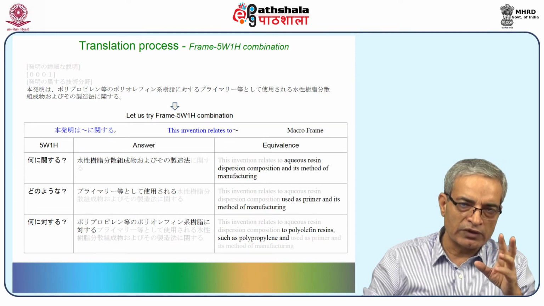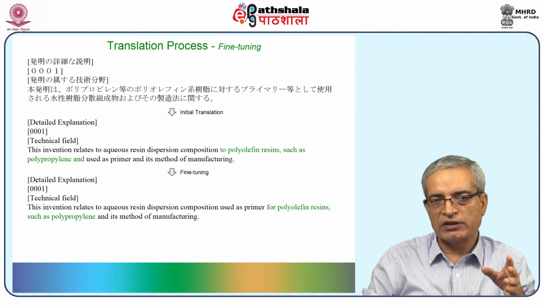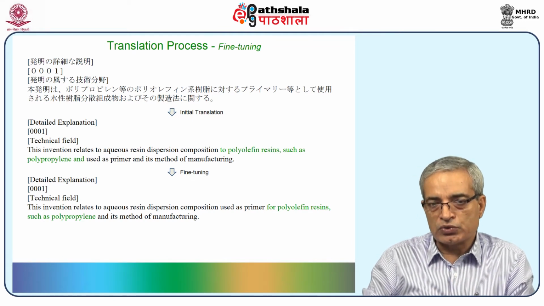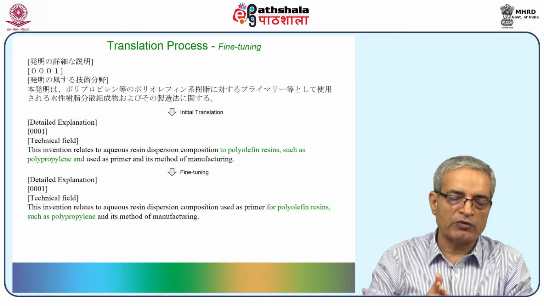Looking at this alone gives you a sense that it's not really a very good flow, so let's modify the flow by fine tuning, and it becomes: this invention relates to aqueous resin dispersion. Composition can also be dropped here. Used as primer for polyolefin resins such as polypropylene and its method of manufacturing.